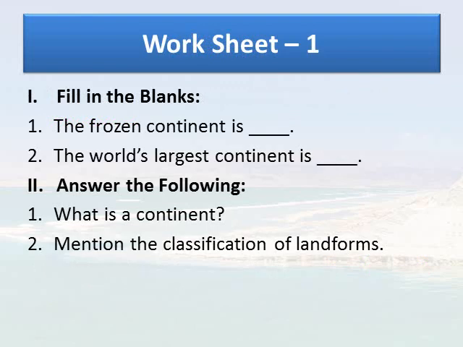Time for worksheet. Worksheet number 1. Roman number 1, fill in the blanks. Question number 1. The frozen continent is dash. Question number 2. The world's largest continent is dash. Roman number 2, answer the following. Question number 1. What is a continent? Question number 2. Mention the classification of landforms.